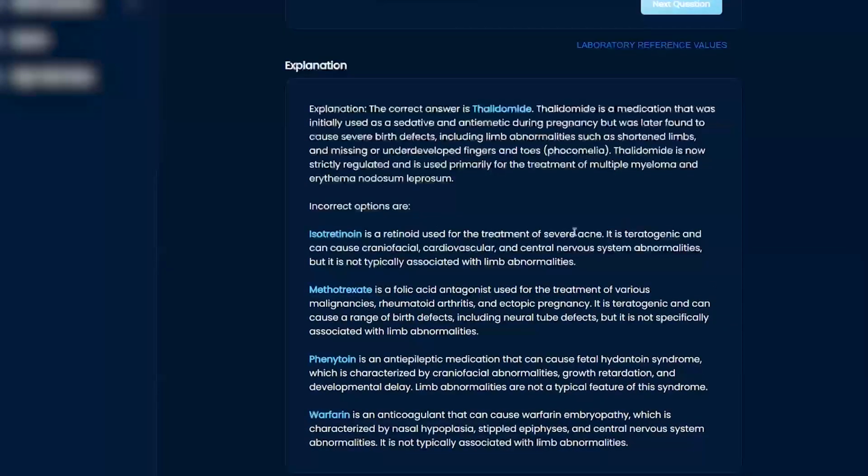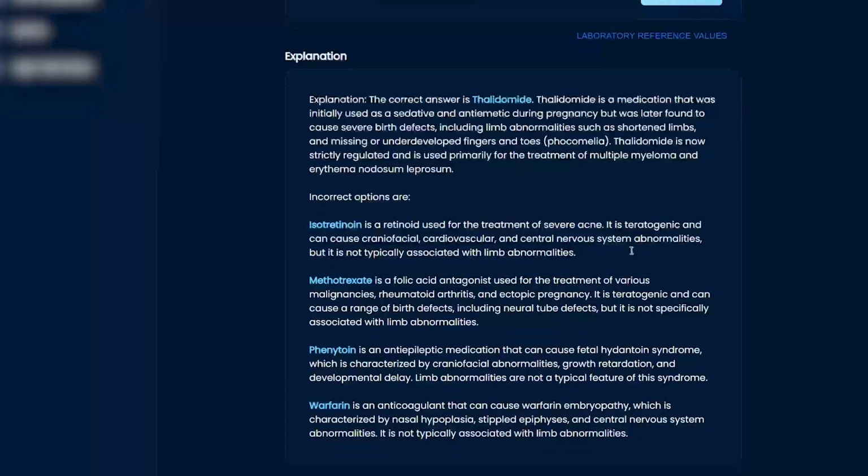Isotretinoin, which is usually for severe acne, especially the oral or IV version, right? You're going to get very, very bad abnormalities. Methotrexate treats a bunch of autoimmune disorders, but lots of issues, especially neural tube defects.